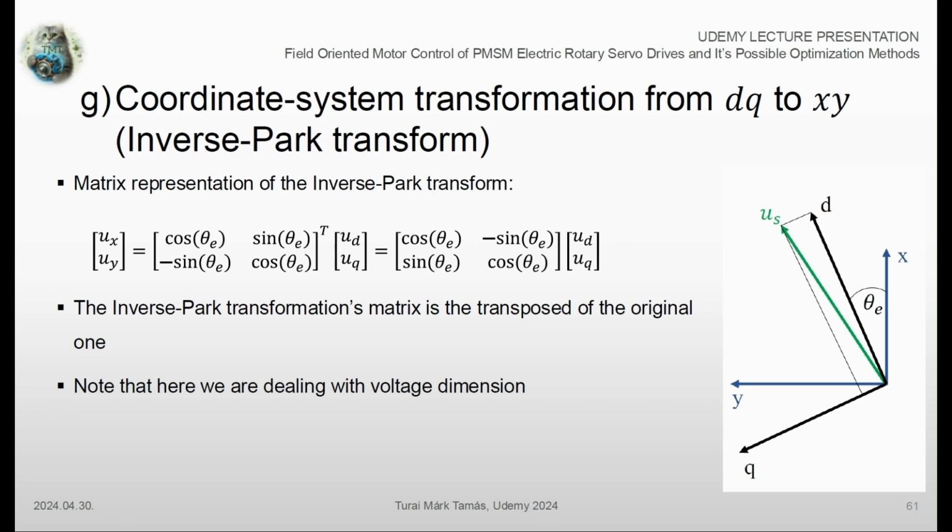Note that here we are dealing with voltage dimensions, however, the general mathematical operation can be applied to arbitrary physical quantities as well. You can see the dq and xy coordinate systems in the picture. The theta electric angle is constantly changing because the dq coordinate system is rotating with the PMSM machine. The green vector represents the resulting reference voltage vector that we would like to realize in the stator of the electric rotary machine. This vector can be described in both aforementioned coordinate systems. The necessary scalar equations for both x and y directions can be expressed by using the row-column multiplication technique from the matrix equations on the slide.